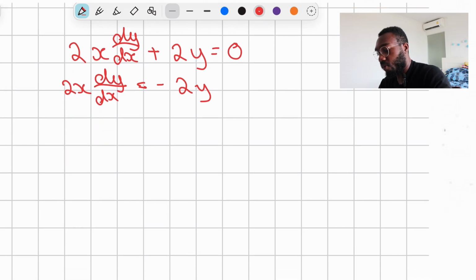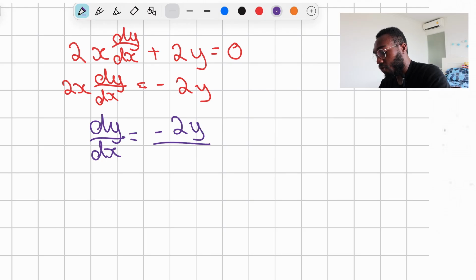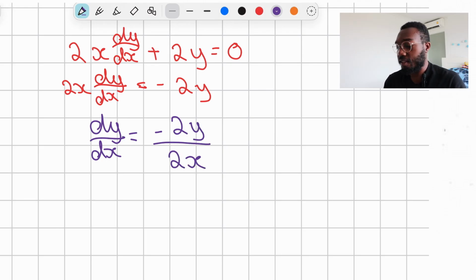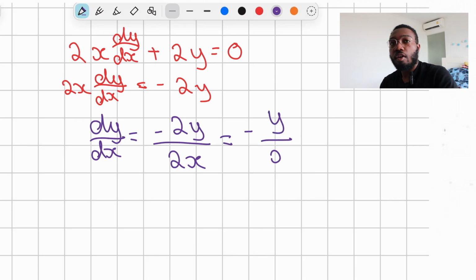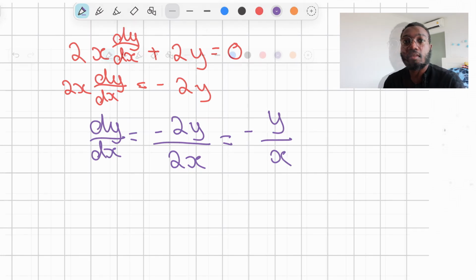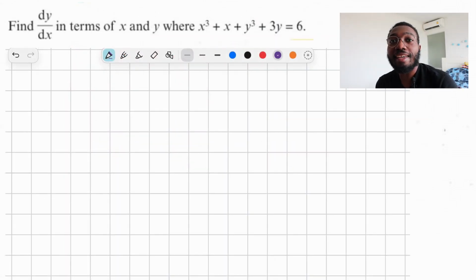And then simply we can just divide both sides by 2x, and we'll be left with dy over dx equals minus 2y over 2x, okay? And then you can simplify even more, because that will just give us minus y over x. Okay, so now we're going to move on to some examples.